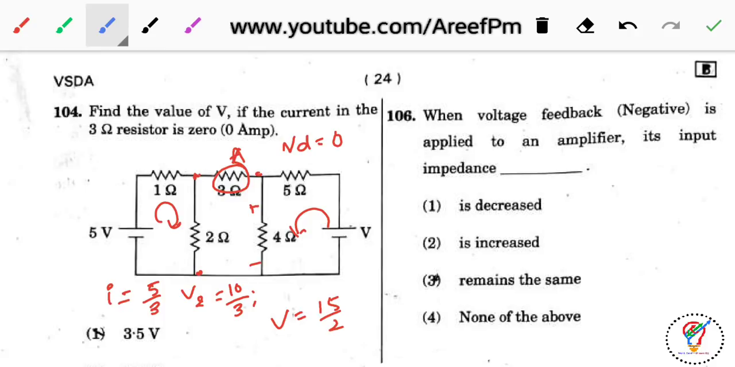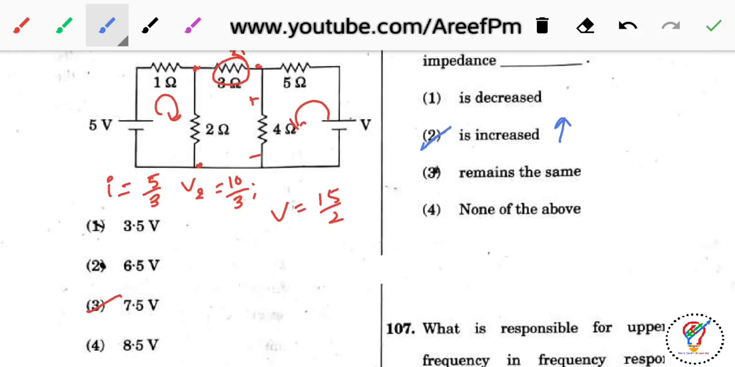Okay, next question, 106. What is the effect when voltage feedback negative is applied to an amplifier? Its input impedance. So its input impedance should be increased here. So input impedance increases, so the input taken from the source is very less in case of amplifiers. So answer 2 is the right option.